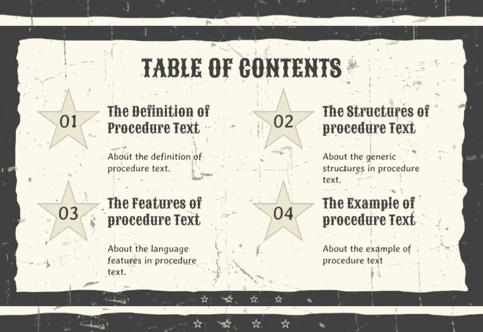Okay, so these are the table of contents for this material. There are 4 items. The first one is the definition of procedure text. It is about the definition of procedure text, and I add a bit of material about the social functions in the definition also. And then the second one is the structures of procedure text.